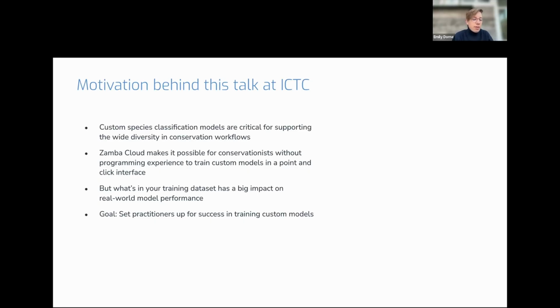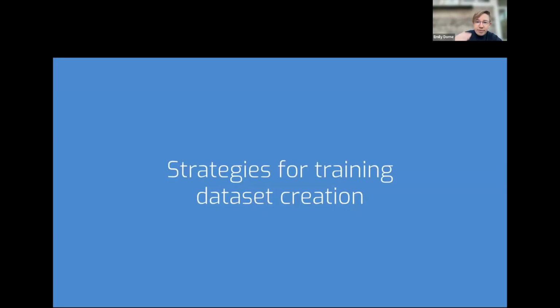And so I wanted to approach this talk by addressing some of the FAQs that we get from Zomba Cloud around how much data do I need? How many different label classes can I have? Should my label classes be balanced, or should I use the empirical distribution of what I've observed in my deployment? So I wanted to give some strategies for creating effective training data sets to really help set practitioners up for success. So I want to talk briefly about 5 strategies for training data set creation.